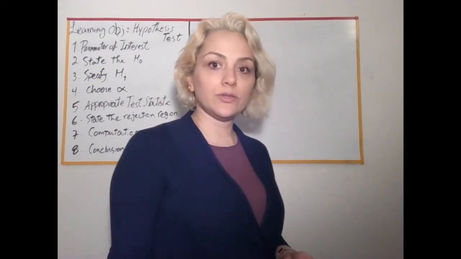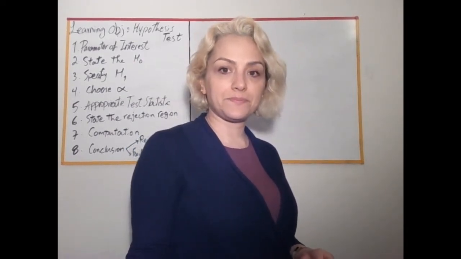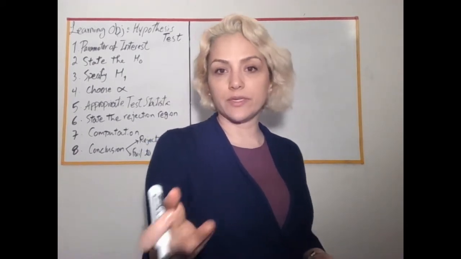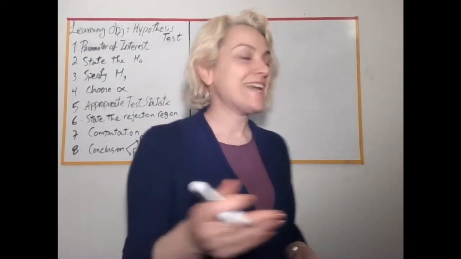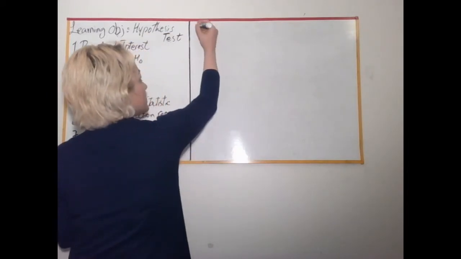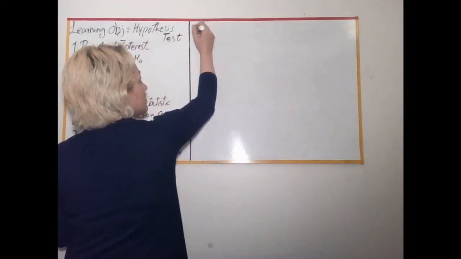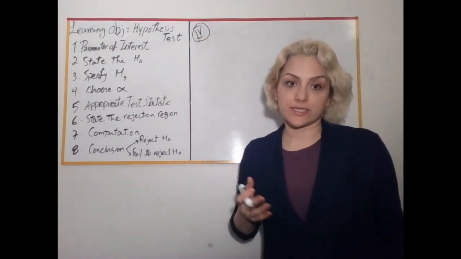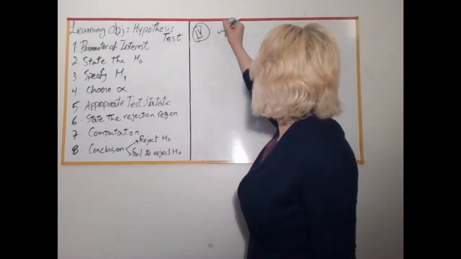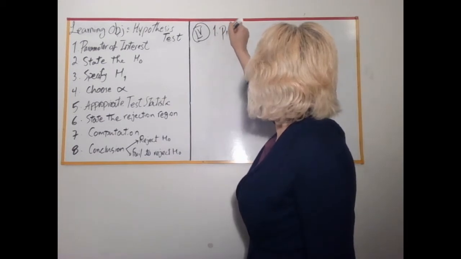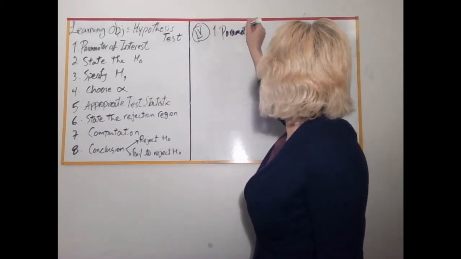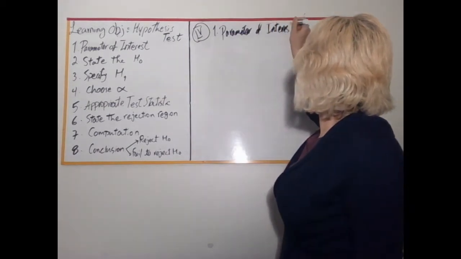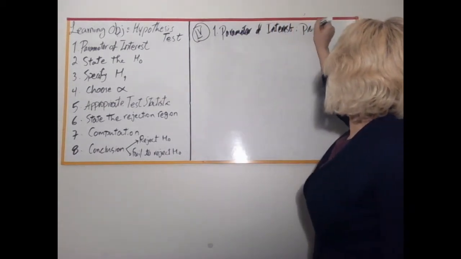I'm going to write down here while I'm reading the question. So first, we are on the fourth category, right? And when we are on the fourth category, the parameter of interest is proportion. So I would say that step one, the parameter of interest is my proportion.